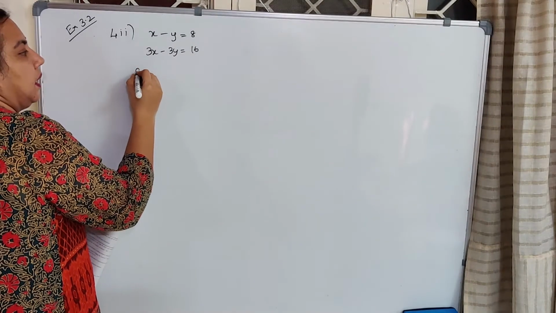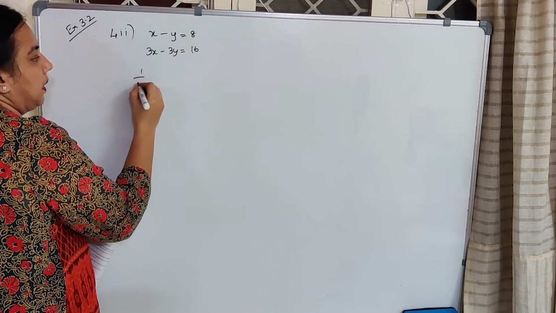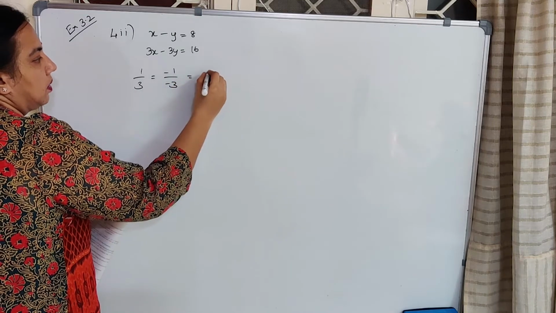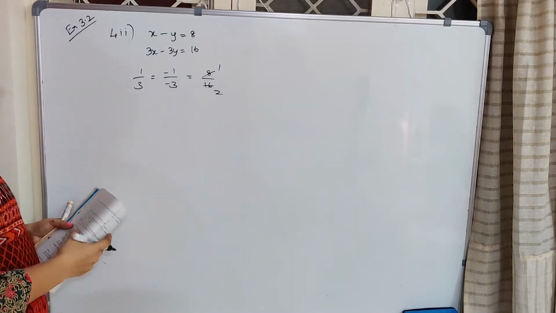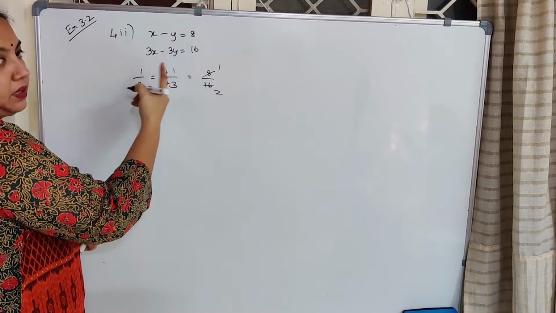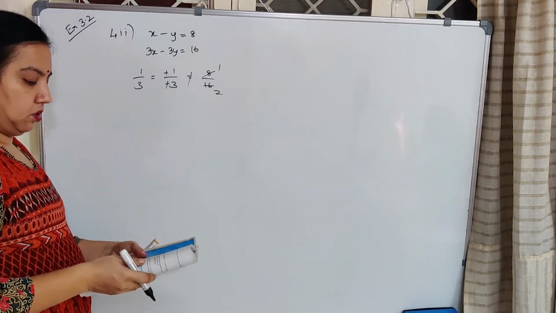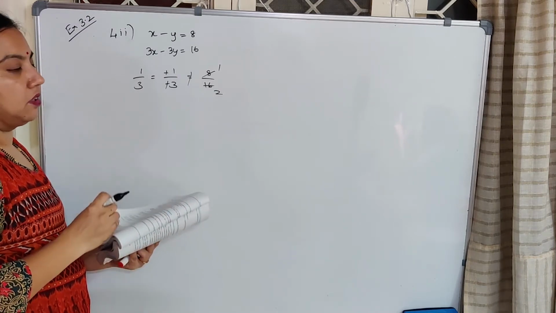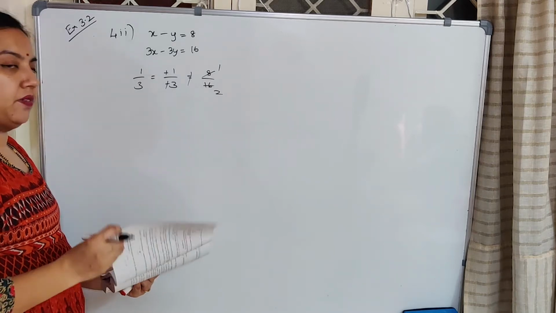Here again, I am checking a1 by a2, okay. So 1 by 3 is equal to minus 1 by minus 3 is equal to 8 by 16. This simplifies to be 1 by 2. Okay, and we see that this minus and minus also get cancelled. So 1 by 3 is equal to 1 by 3, but it's not equal to C part. So what does this mean? These two lines are parallel lines. Okay. So when these two lines are parallel, we don't get any solution.